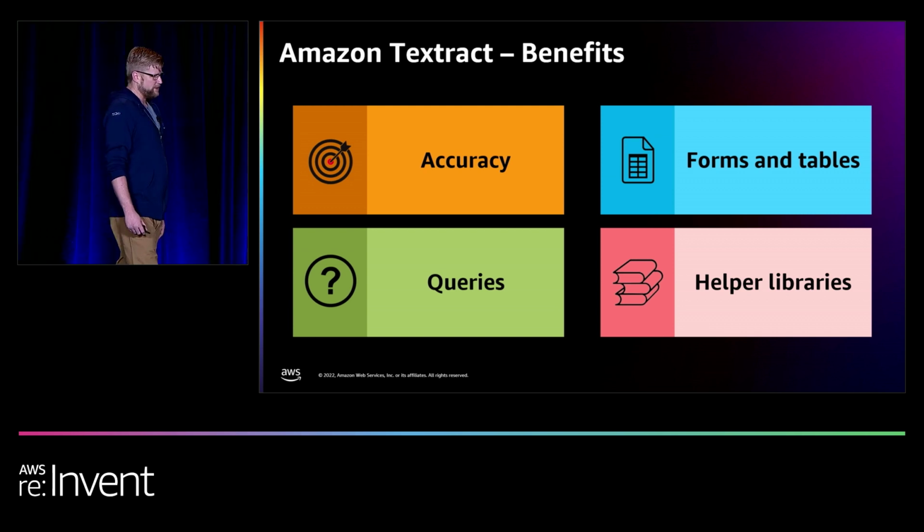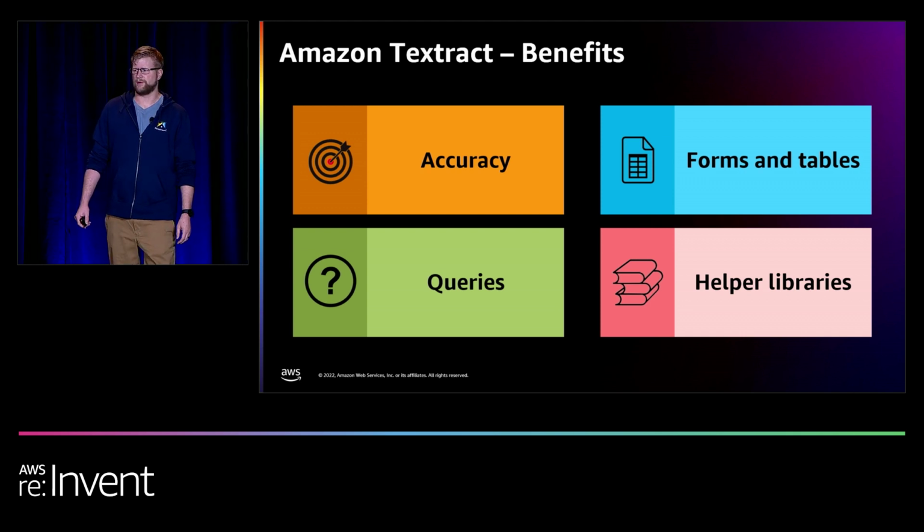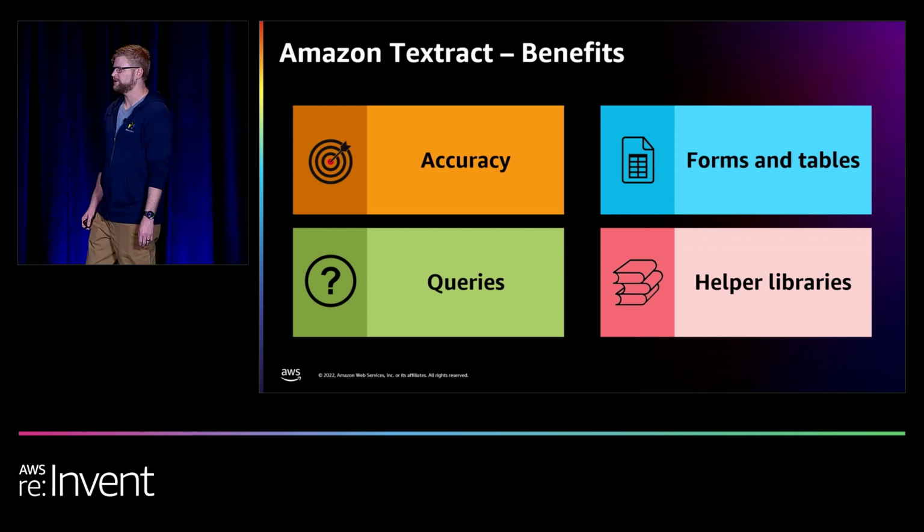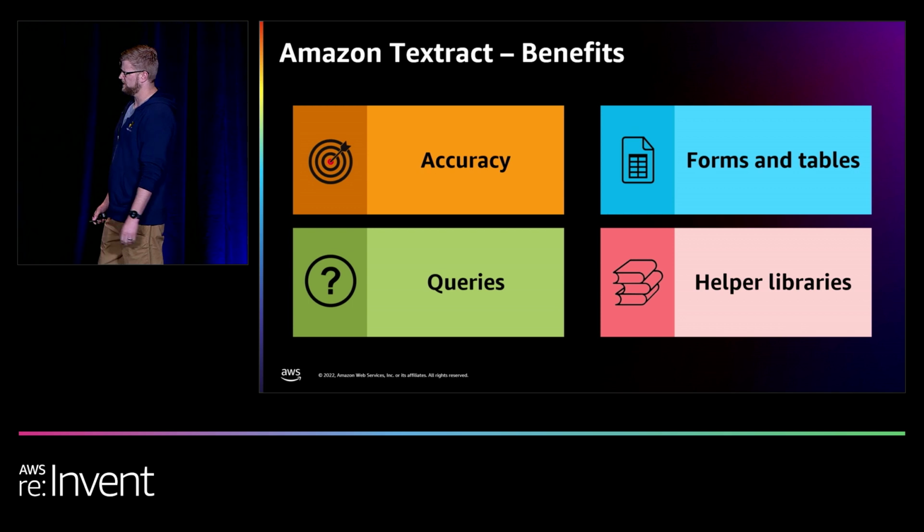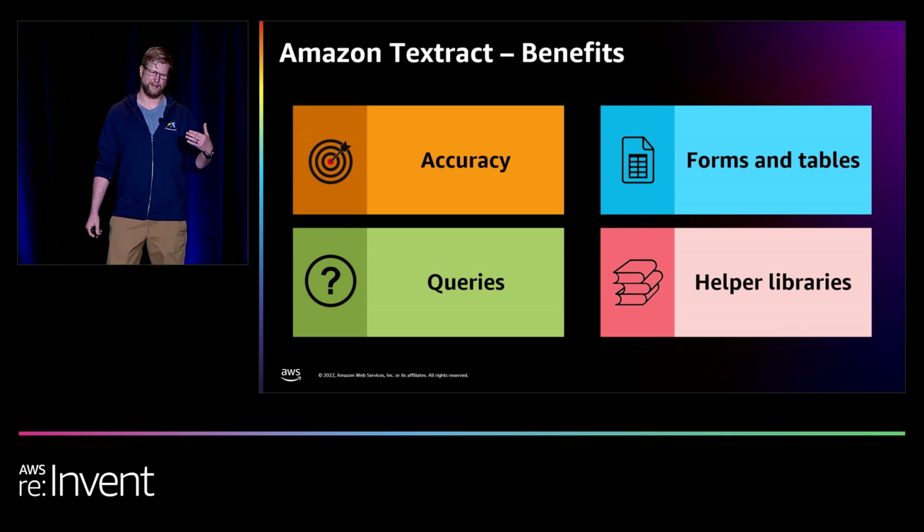It has Textract queries, which we're actively looking at to solve our versioning problem. Textract queries, for those of you who don't know, allows you to do a natural language question for a document and receive data points in the response.